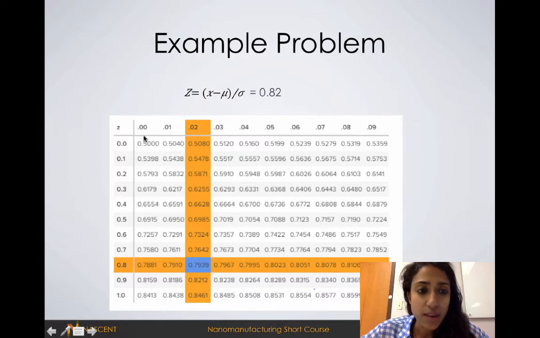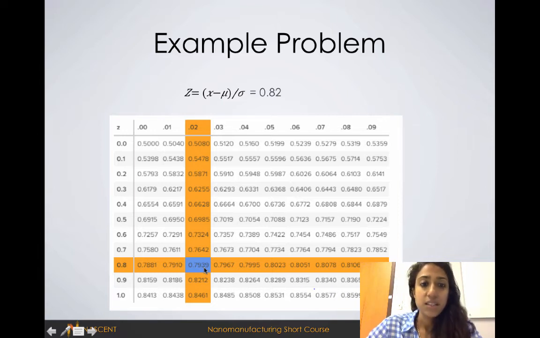And so we'd go back to our z-table, and we see that we have 0.8. Then we go up here, it's 2. So then he scored higher than 79% of the people in his class. And these values are called p-values. His p-value is 79%.